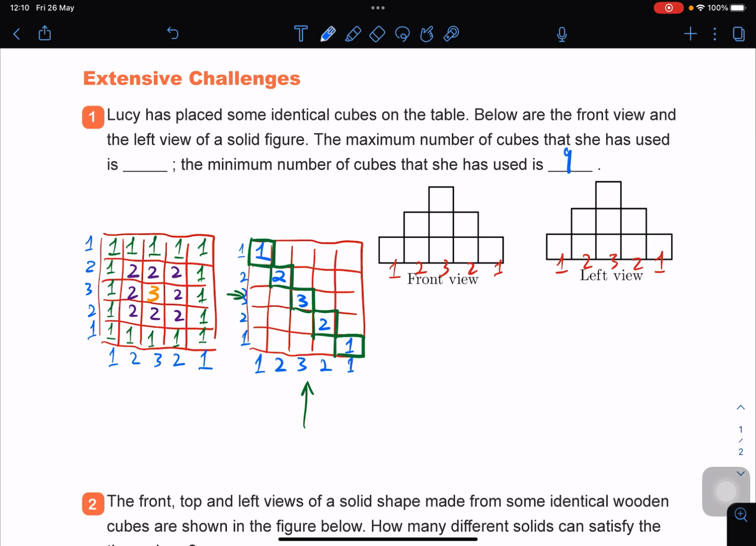And for the first one, we can see that there are 16 of the ones, adding 8 of the 2s, adding 3. So that is going to be 35. All right, so the maximum number is 35 and the minimum number is 9.